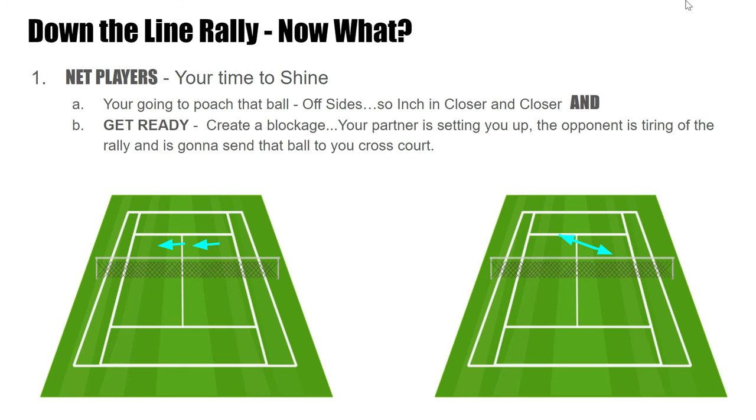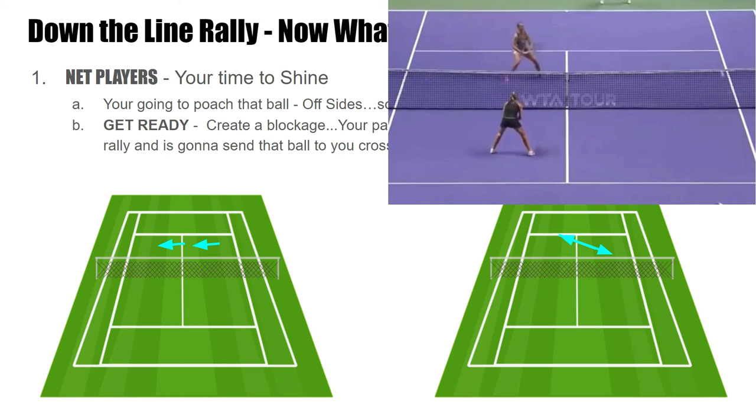Now, net players, this is your time to shine. This is when you've got to get in there and help your partner. So you're going to try to poach that ball. You're going to try to get off sides inch by inch, slowly but surely, getting in to grab that ball and put it away. Number 2, you've got to be ready.